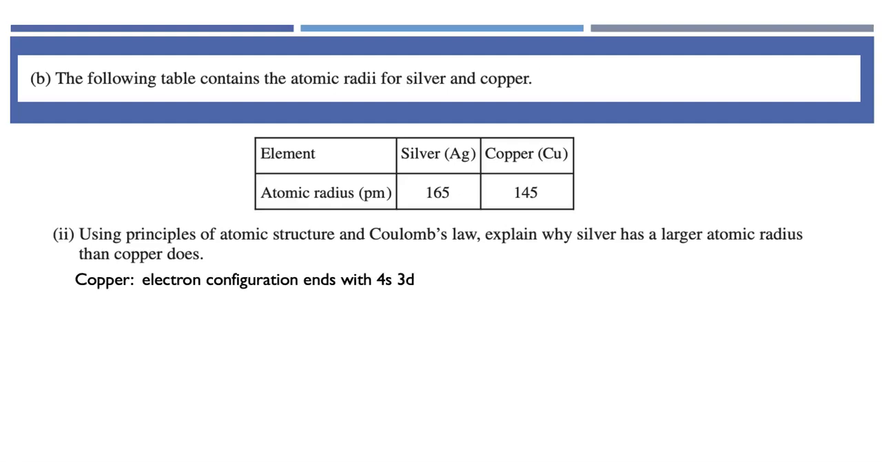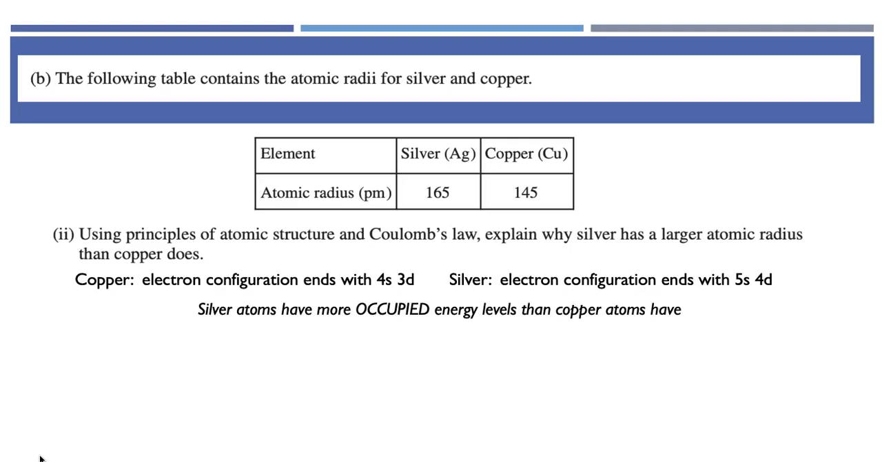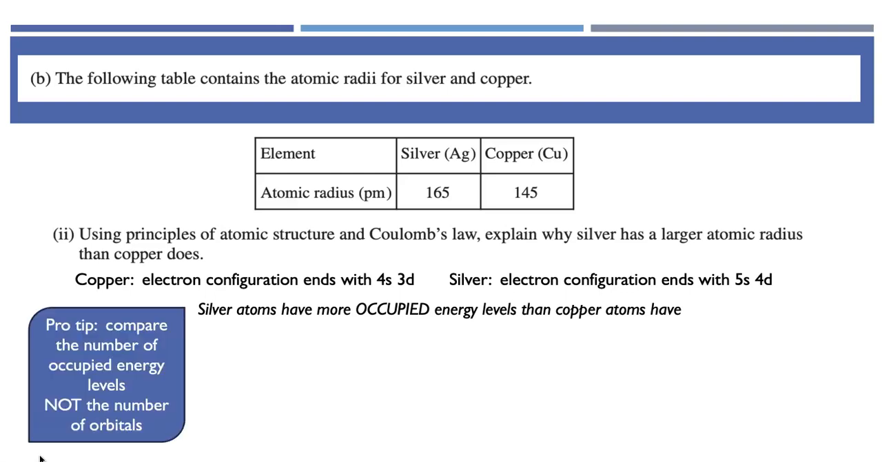For copper, thinking about the end of the electron configuration, the last electrons are occupying the 4s sublevel and the 3d sublevel. For silver, which is one row down in the periodic table, the electron configuration ends with 5s and 4d. Its last electrons are going into the 5th energy level and the 4d sublevel. So what's important to state here is that the silver atoms have more occupied energy levels than the copper atoms have. That's a really important statement. One of the common mistakes we see here is students will talk about the number of orbitals.